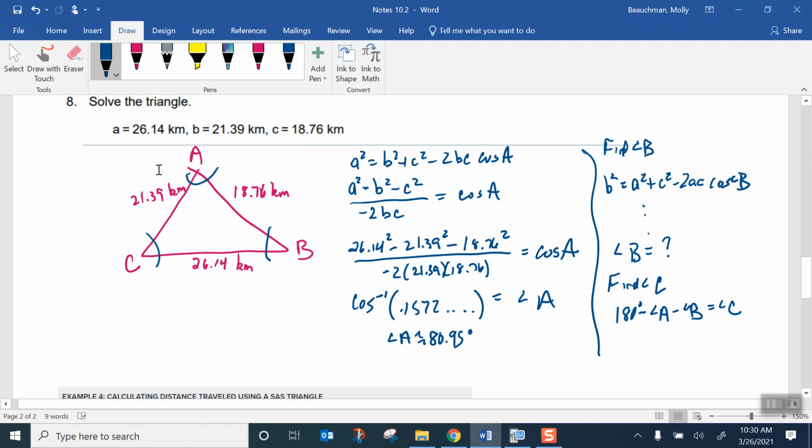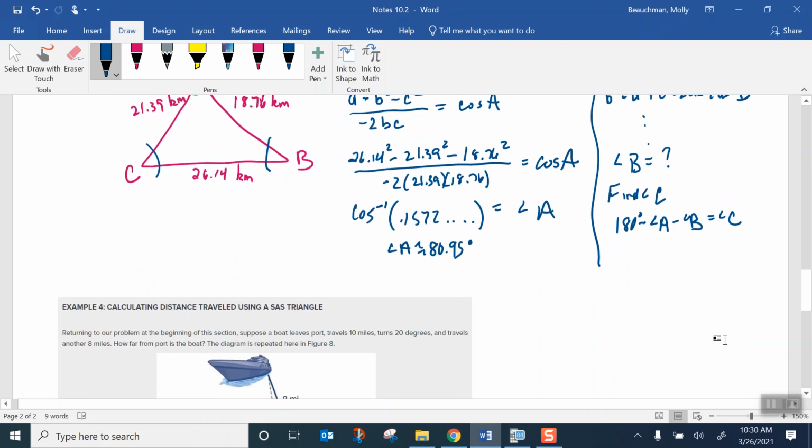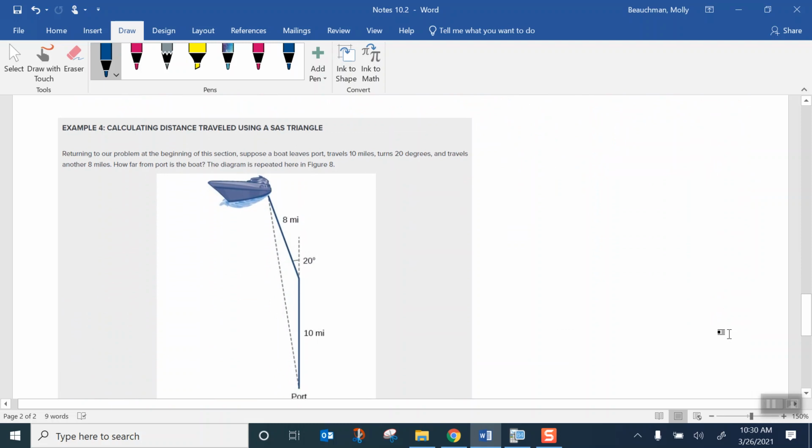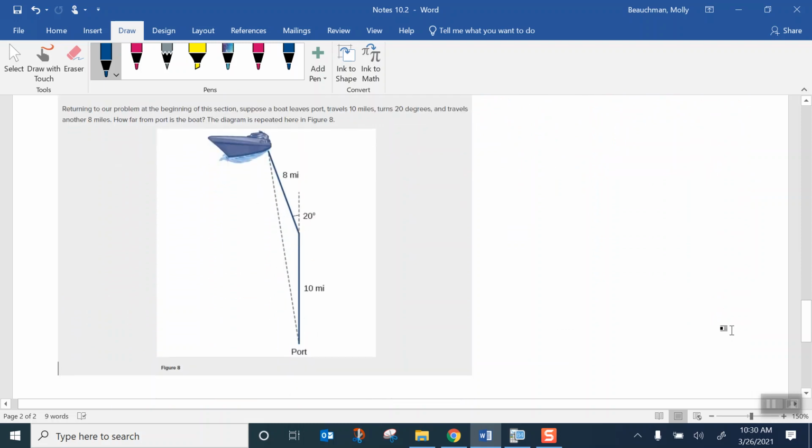All right, so let's take a look at an application problem from the section. There was a problem at the beginning of the section that talked about a boat leaving port, traveling 10 miles. So the boat leaves port, travels 10 miles, turns 20 degrees, and travels another 8 miles. So this represents the path of the boat. Then how far from the port is the boat? If we make a dotted line, what we're trying to find is this distance x.